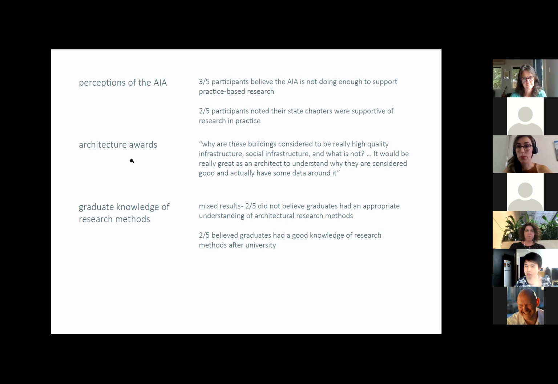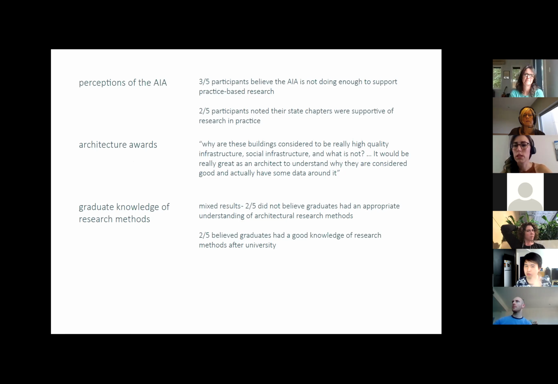Architecture awards, there was a consensus generally that we should have architecture awards for research, and someone went a little further to say, well, we should have more rigor around normal architecture awards as well to understand why these buildings are being awarded. So here's a quote from a participant. Why are these buildings considered to be really high quality infrastructure, social infrastructure, and what is not? It would be really great as an architect to understand why they are considered good and actually have some data around it.